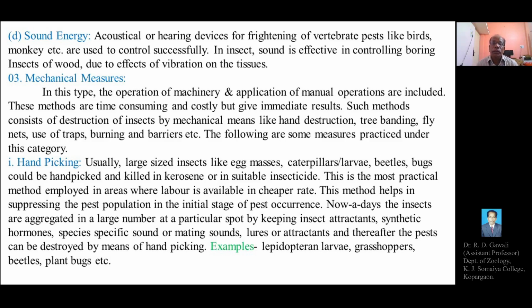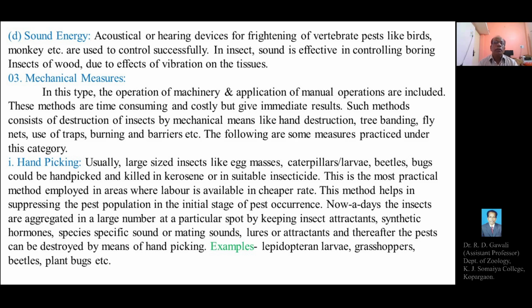Hello everyone. Last time we completed two methods of pest control, such as cultural measures and physical measures, or cultural and physical control measures. Today we are going to explain the third type of pest control measure or method, that is mechanical control measures.